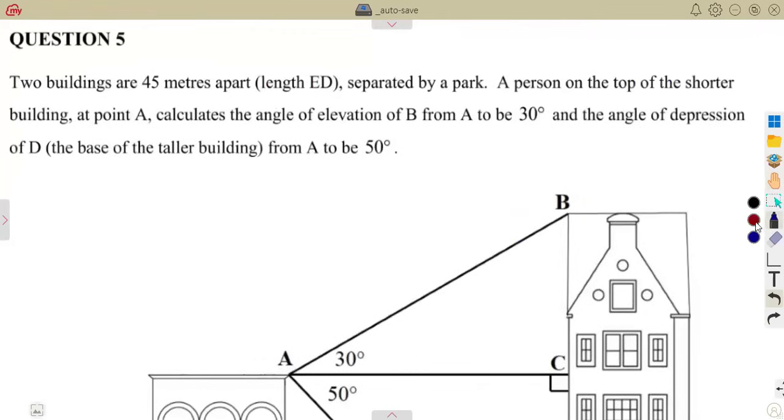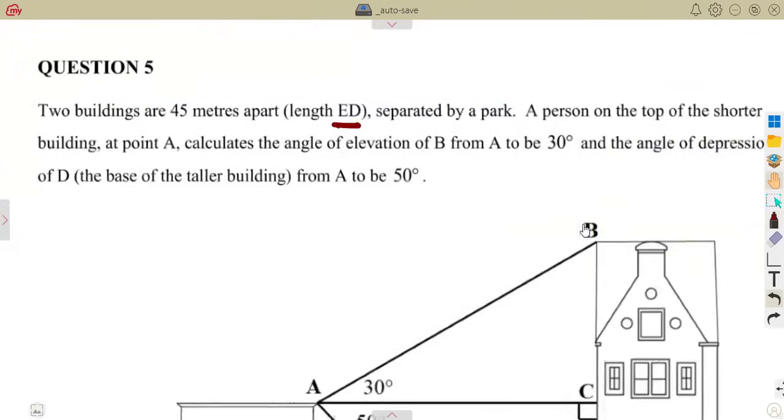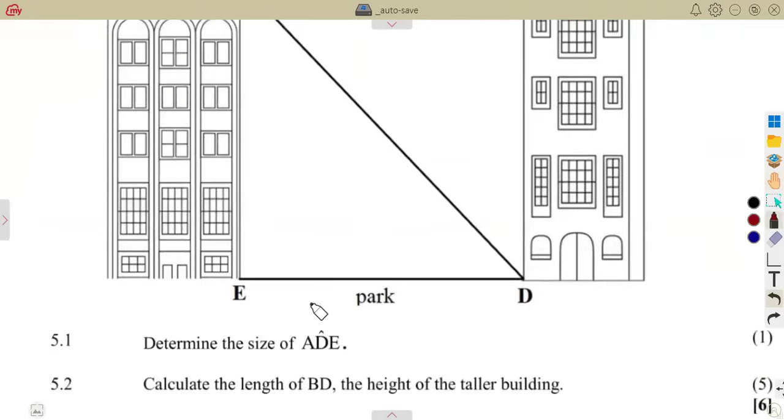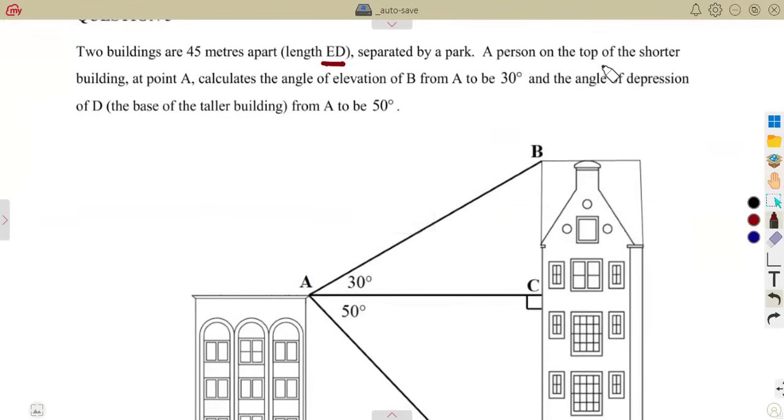Question number 5, we are given 2 buildings 45 meters apart, length ED. The length ED that we are given here is showing the distance between 2 buildings, which is 45 meters. And from this, we are given that a person on the top of the shorter building, which is this one on the top here at A, calculates the angle of elevation at B from A to be 30 degrees, meaning you are watching the top of B from A.